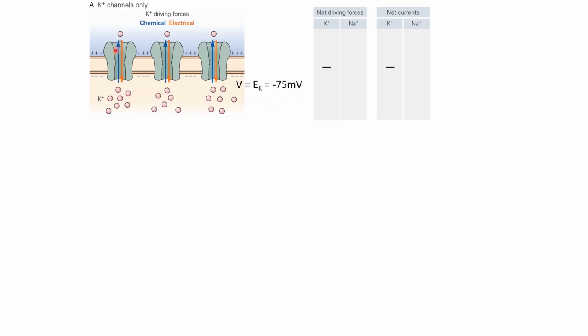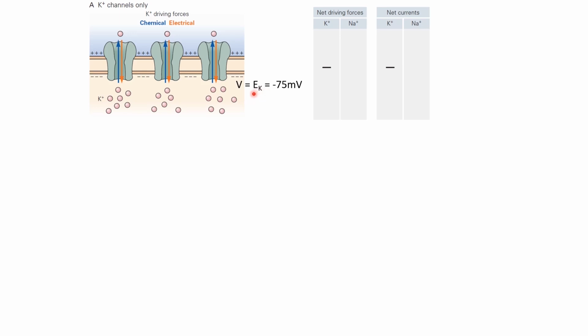So the blue lines here show the chemical gradient, which in the case of potassium ions is from inside to outside, because inside has more potassium concentration, outside has lesser concentration. So this chemical gradient is from inside to outside. And these orange lines show the electrical gradient, which is from outside to inside, because inside is more negative and potassium ions are positively charged. So they would like to move inside according to the electrical gradient.